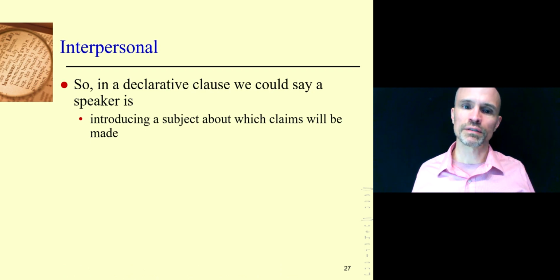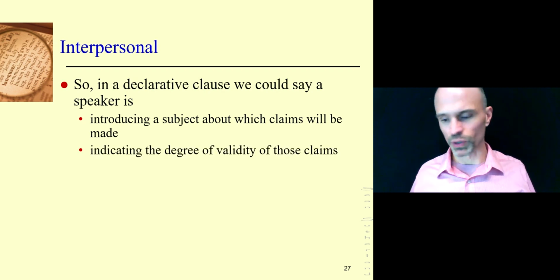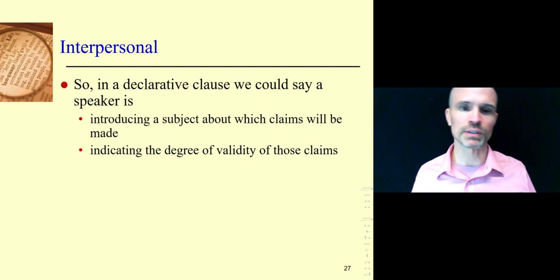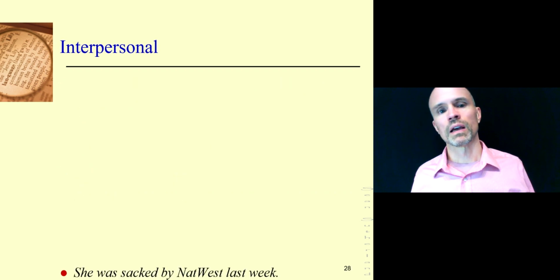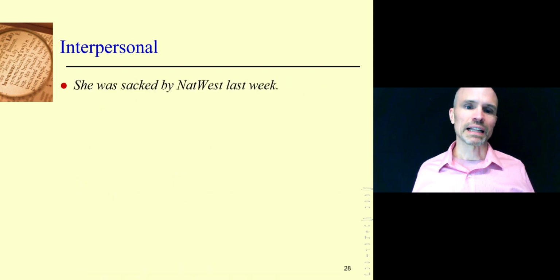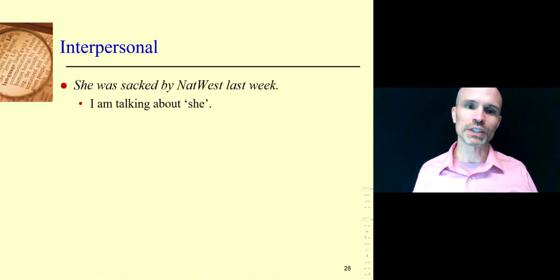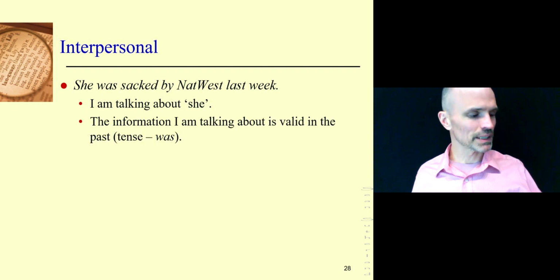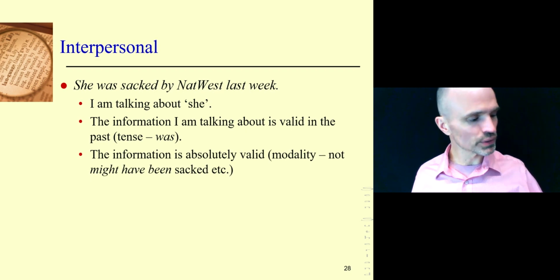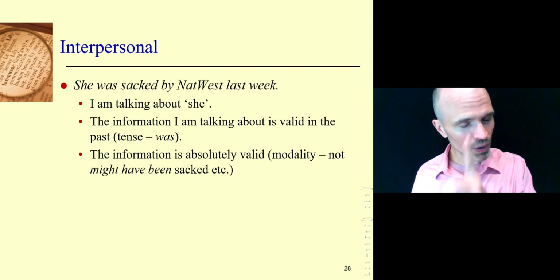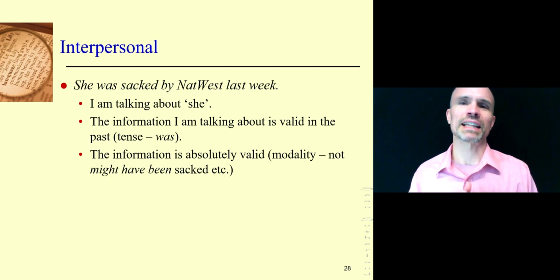So in any declarative, you're introducing the subject, she, running a hotel, these two points, and then you're saying whether it's true or not, absolutely true, possibly true, positive, negative, and so on. She was sacked by Nat last week, right? I'm talking about she. I'm talking about something that happened in the past, was. I'm talking about it being absolutely true. Again, I may be wrong, but I'll stop saying that.